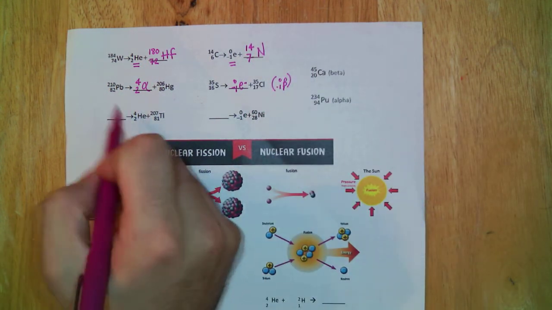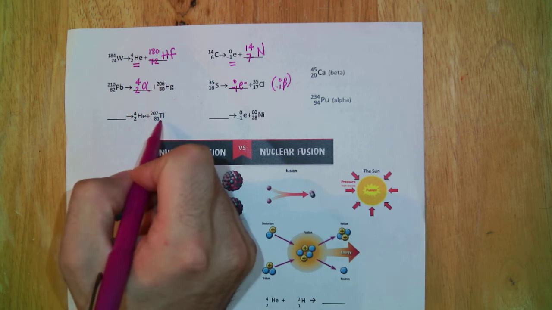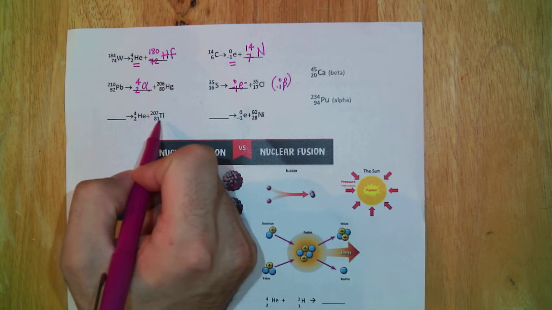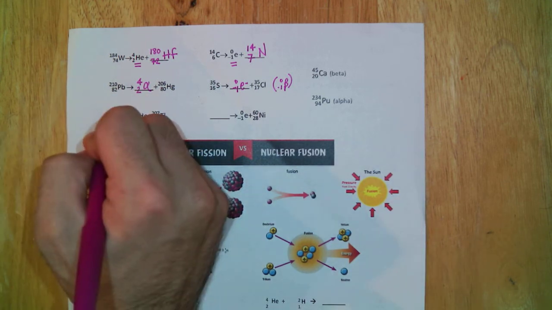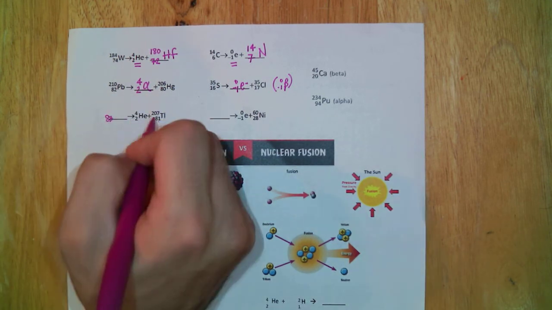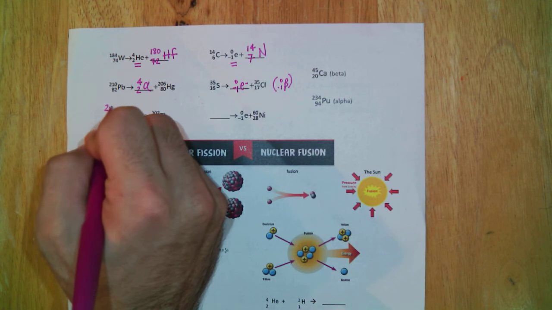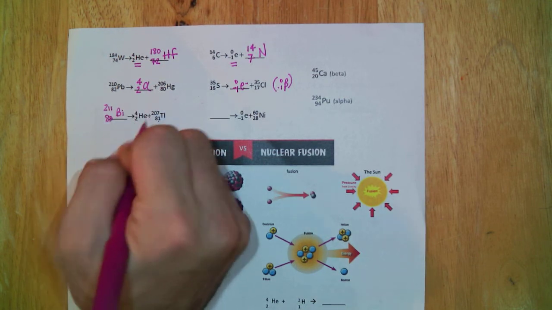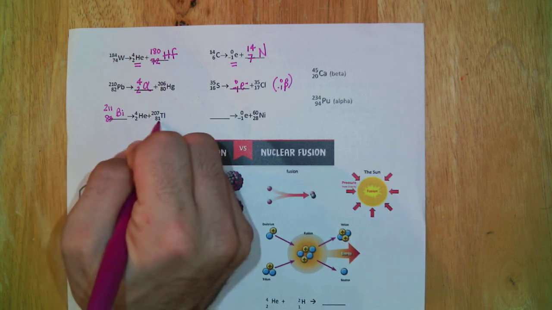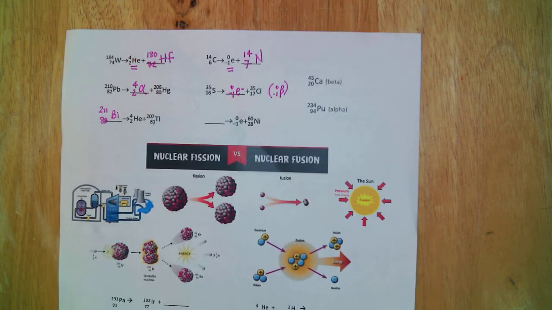Here, something is undergoing alpha decay to turn into thallium-207. What is that something? Well, 81 plus 2 is going to be 83. 207 plus 4 is going to be 211. That's bismuth, and that makes sense because if bismuth is going to undergo alpha decay, it's going to decrease its atomic number by 2 and decrease the mass number by 4.